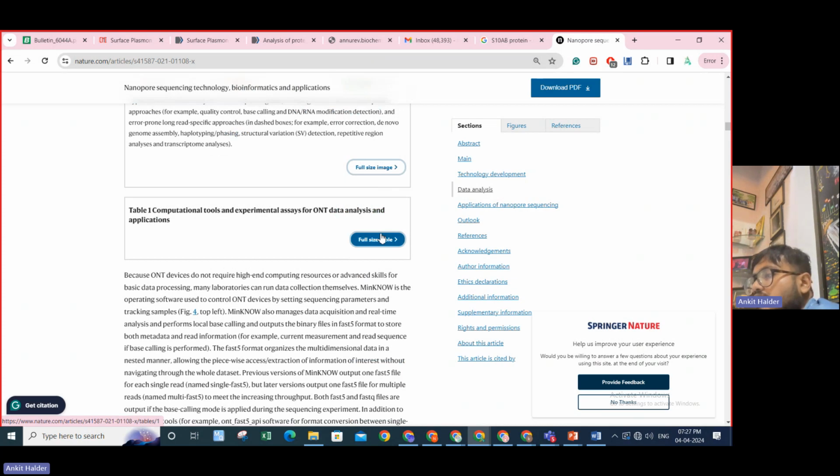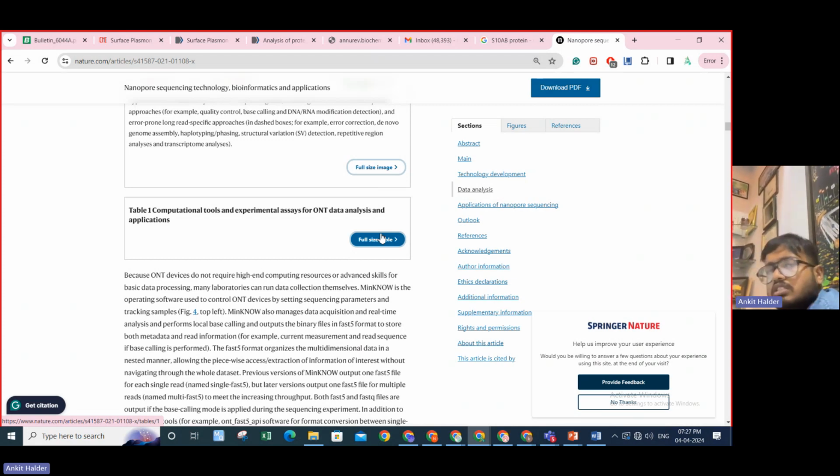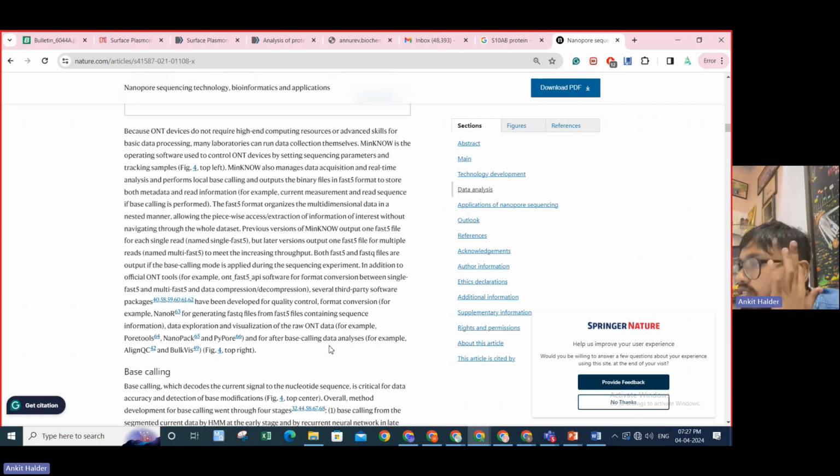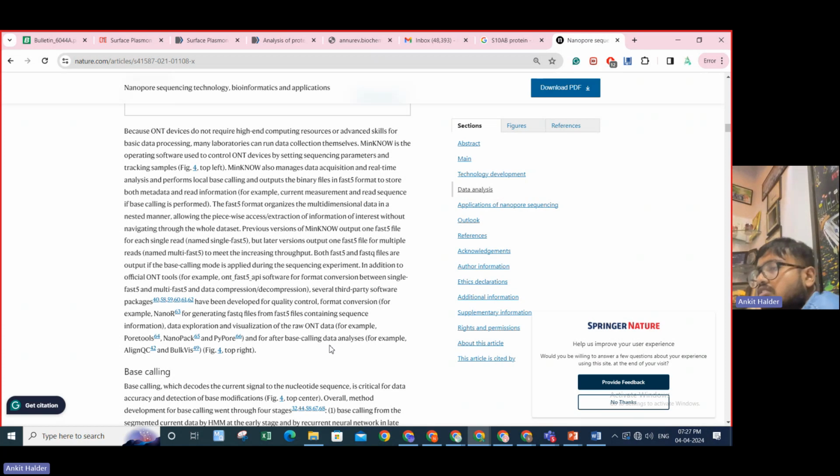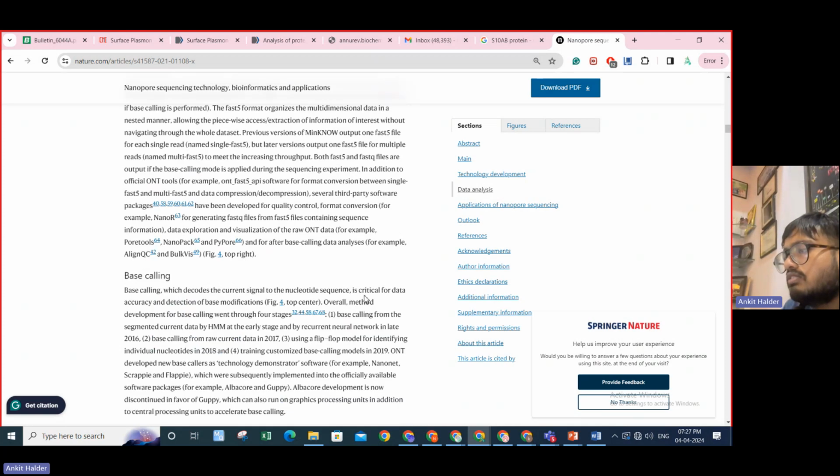Because they don't require high computing for advanced skills. Now there is the operating system, which also manages data acquisition and real-time analysis, performs local base calling, and outputs binary files in fast5 format to store both metadata and data information. Third-party software packages handle regular quality control, format conversion, and generating fastq files. Decoding the current signal into the nucleotide sequence is critical for data accuracy and detection of modifications.